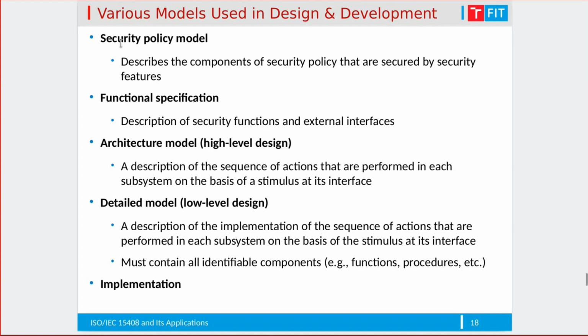So there exist various models used during design and development under Common Criteria, and I name a few of them here. And there exists a relation from each of these models to the higher one. The lowest one is a security policy model, which describes the components of the security policy that are secured by security features. The second one contains the functional specification, describing the security functions and external interfaces of the TOE. Then there is the architecture model, which is a high-level design description of the sequence of actions that are performed in each subsystem on the basis of stimulus at its interface. And there is a more detailed model, the low-level design, which is a description of the implementation of the sequences of actions. And this must contain all identifiable components like functions and procedures. And on the highest level, there is the implementation.